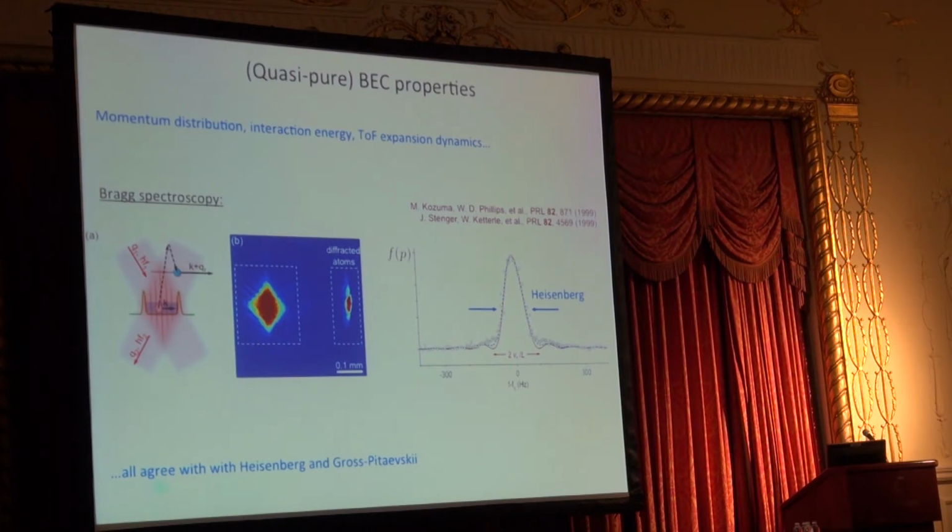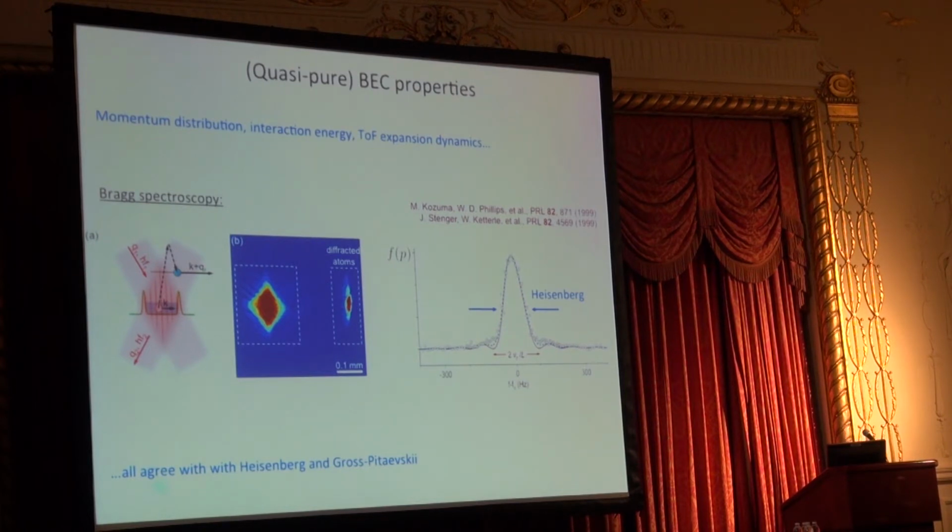So we have looked at the momentum distribution of the condensed atoms, and the spread of the momenta is basically given by the Heisenberg limit, and when we change the box size, the spread of the momentum changes accordingly. We have looked at the interaction energy by looking at the shift of the Bragg spectrum, and that agrees with the simple mean field theory.